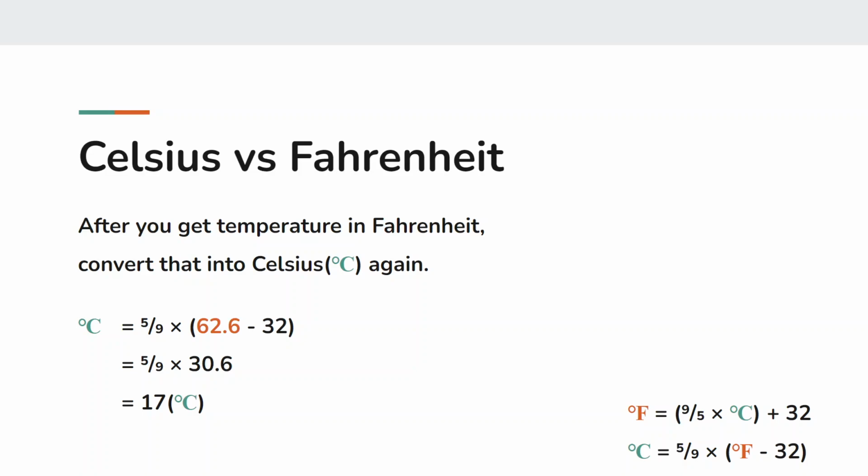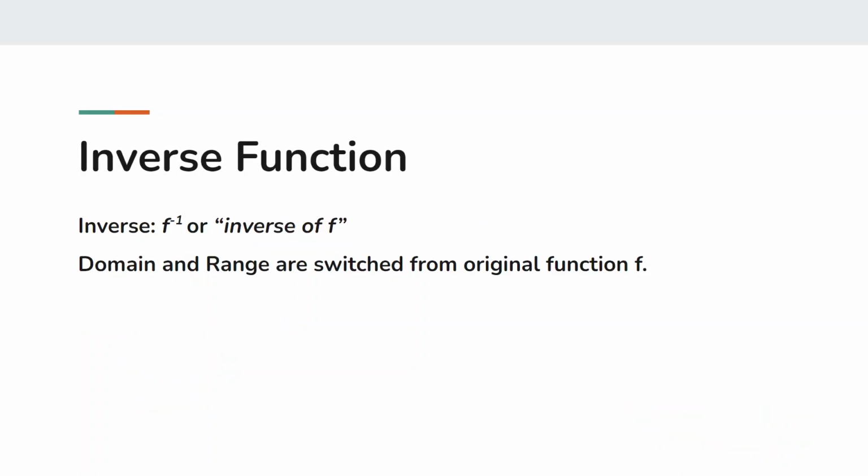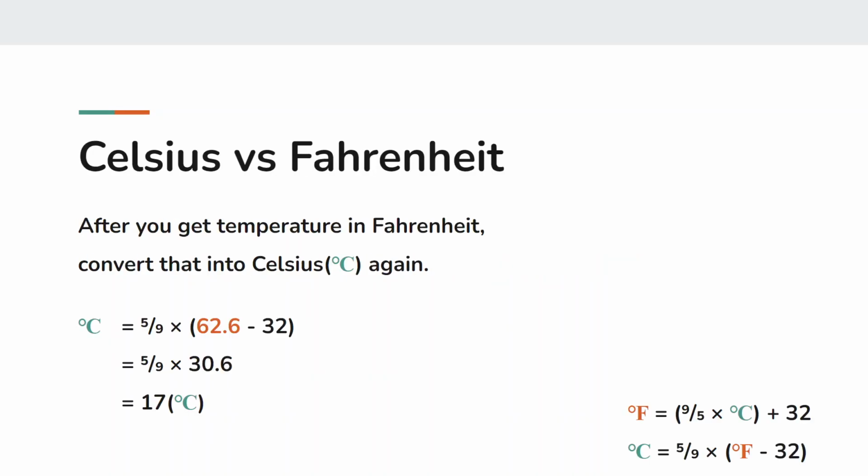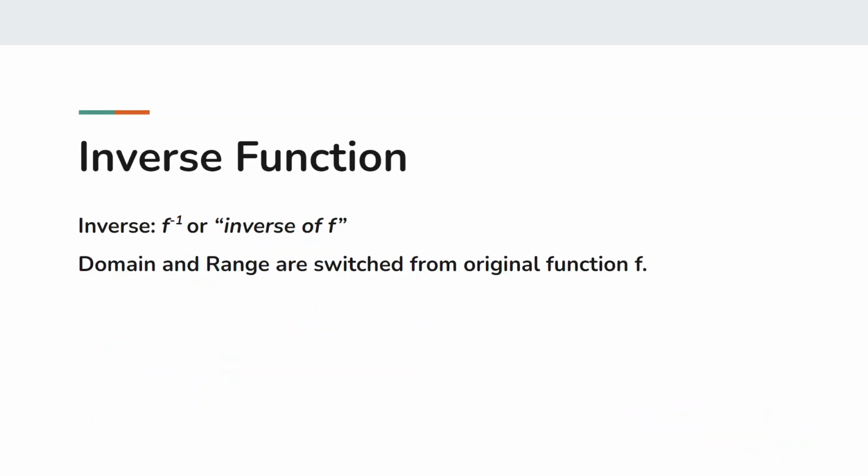You might have noticed that this 17 degrees Celsius is the number that we started with. So, that means our input and output are switched. These types of equations or functions are called inverse functions. An inverse function can be written as f to the negative 1, or just simply the inverse of f. And their domain and range are switched from the original function f.